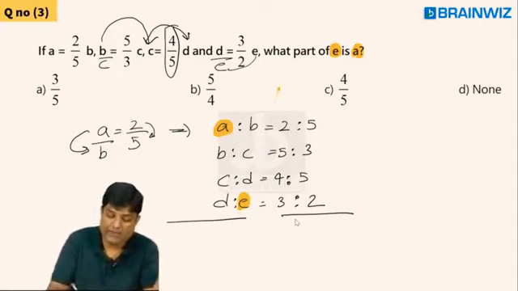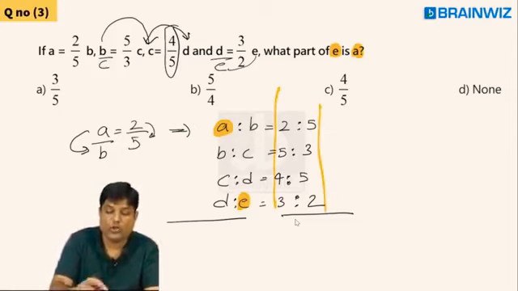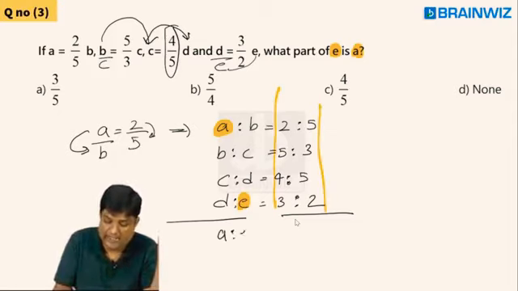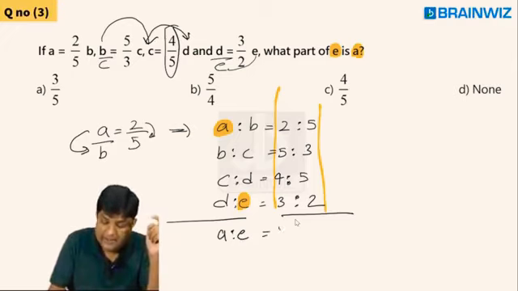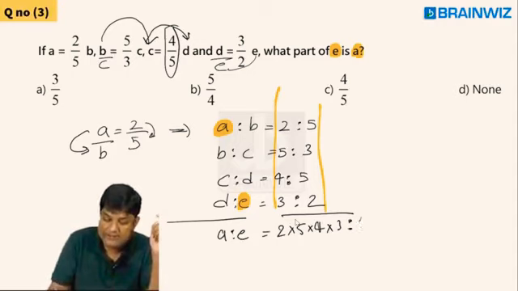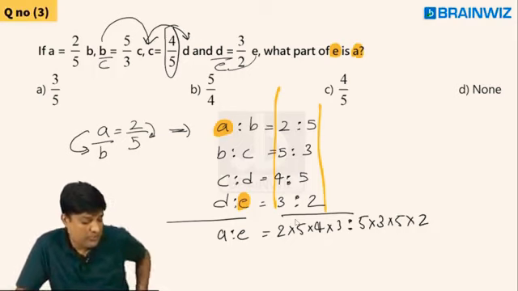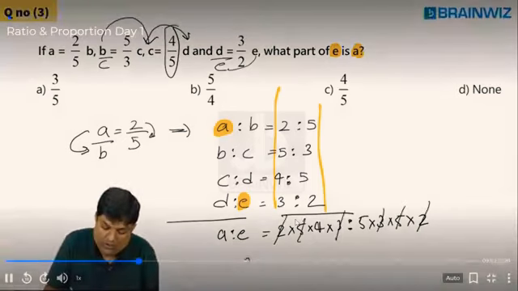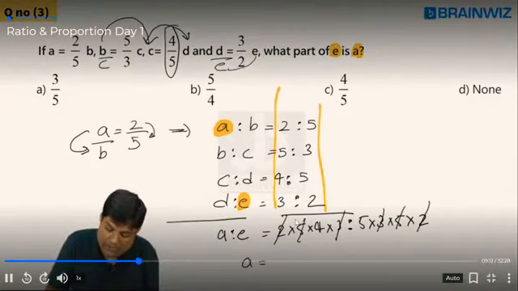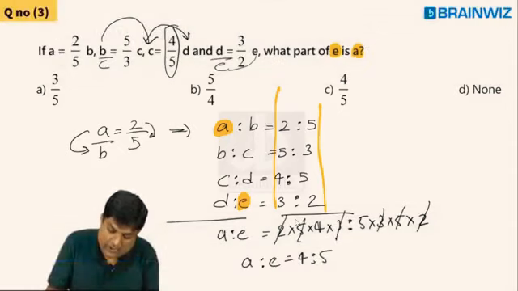How to get the A value? Multiply all these things. How to get the E value? Multiply all these things. Hope you all know that. Don't say, sir, I don't know. A and E we've already done. That is 2, 5, 4, 3. And in the same fashion, 5, 3, 5, 2. So, A is to E is 4 is to 5.